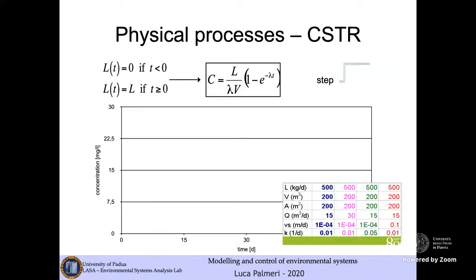A different solution may be found if we analyze what happens with a different loading function. In particular, we shall look at a step loading function. So we have a zero load quantity until t equal to zero, and then we have a starting load L when t is larger than or equal to zero. So this function is really a step, meaning that we have zero, and at t equal to zero, a pollution event starts.